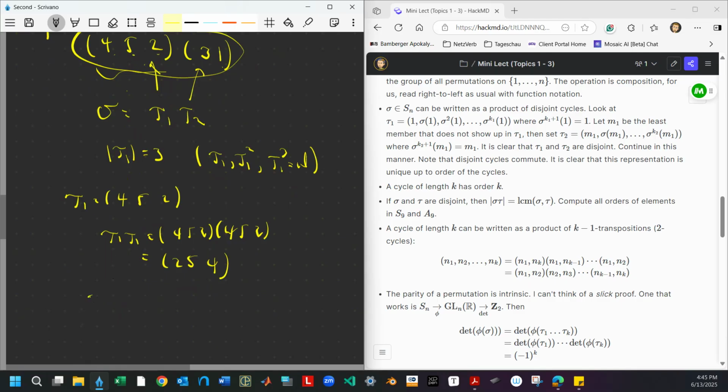So let's do tau 1 cubed, right? So I'm going to do this, 2, 5, 4, and I'm going to do tau 1 again, which was 4, 5, 2.